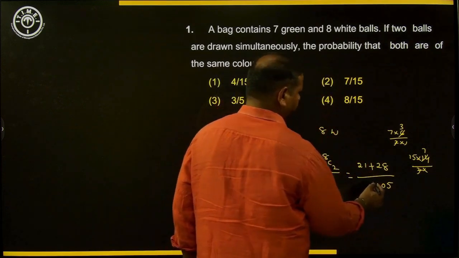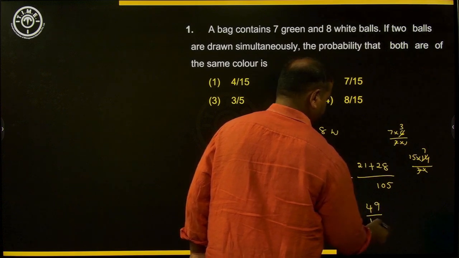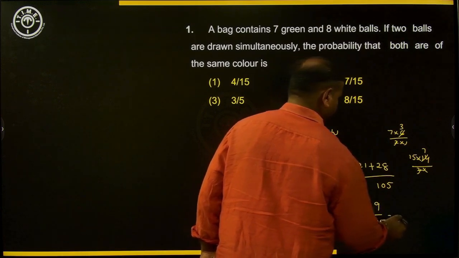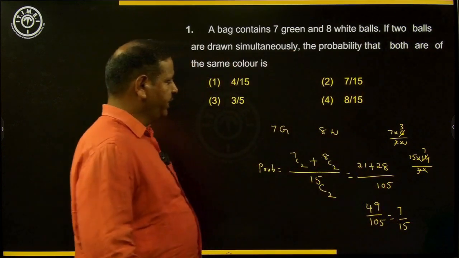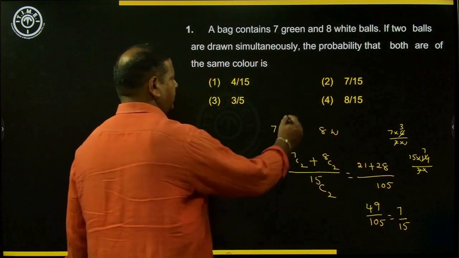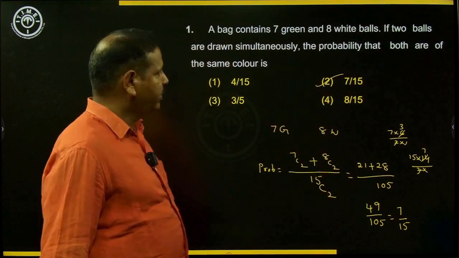So the answer is 21 plus 28, is it 49 by 105? Yes. 7 sevens are 49, 7 fifteens are 105. So the answer is 7 by 15. Which option is that? Second option. This is a way of calculating the required probability.